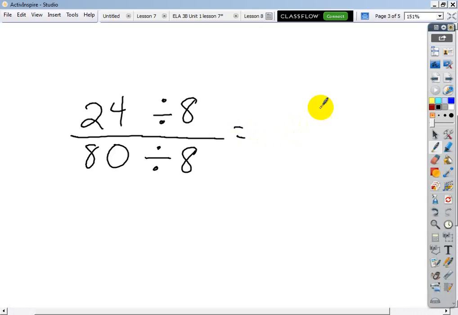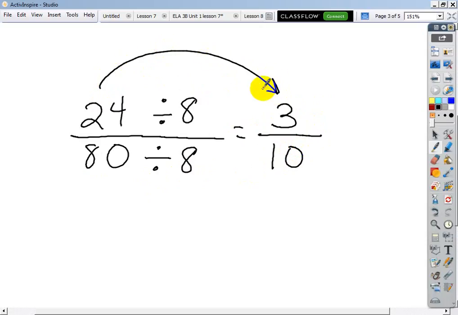24. So what times 8 is 24? Well, I believe it's 3. And what times 8 is 80? I believe that is 10. So it's actually 3 out of 10. So this fraction and this fraction are the same size. They're equal. 24 divided by 8 is 3. 80 divided by 8 is 10. As long as you use the same number, top and bottom, you will reduce the fraction down.